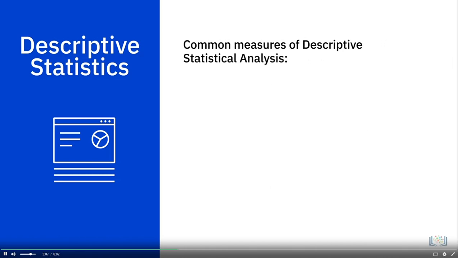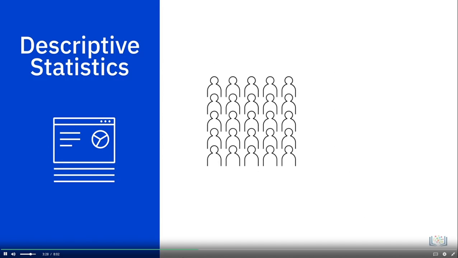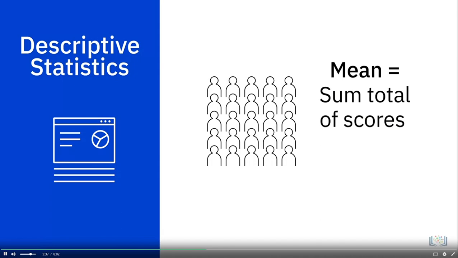Some of the common measures of descriptive statistical analysis include central tendency, dispersion, and skewness. Central tendency is locating the center of a data sample. Some of the common measures of central tendency include mean, median, and mode. These measures tell you where most values in your dataset fall. So in the earlier example, the mean score, or the mathematical average of the class of 25 students, would be the sum total of the scores of all 25 students divided by 25, that is, the number of students.